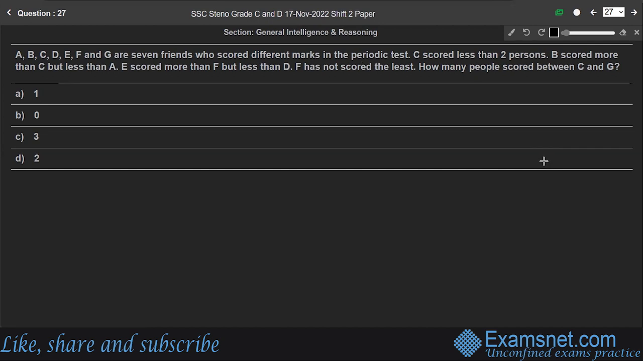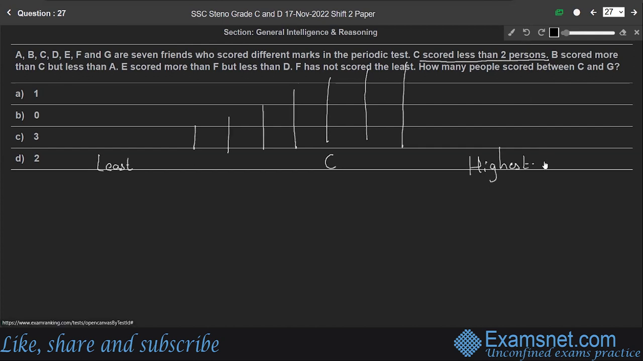For that, we'll consider 7 people from least to highest marks, positions 1 through 7. It is given that C scored less than 2 persons. Less than 2 persons means after C, there are 2 persons who scored more than C. So C becomes the fifth person from first: first, second, third, fourth, fifth person is C. After C, two persons scored more than C.